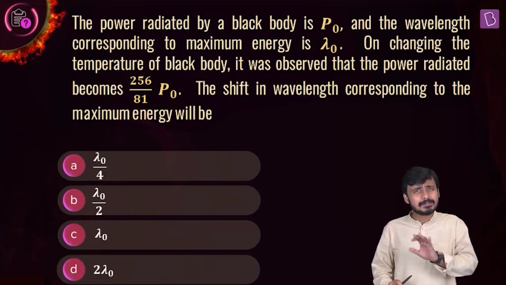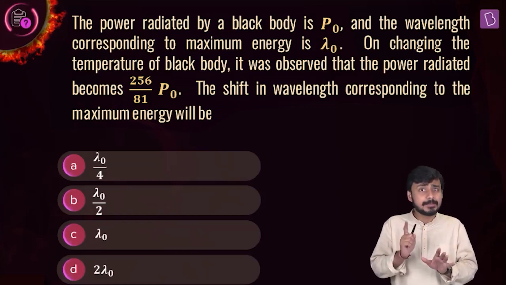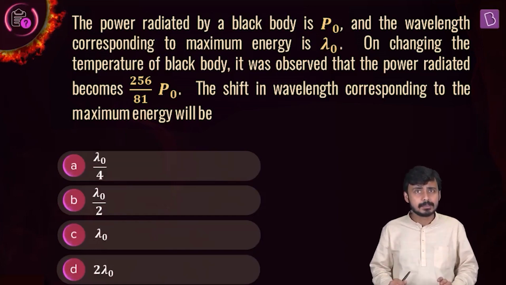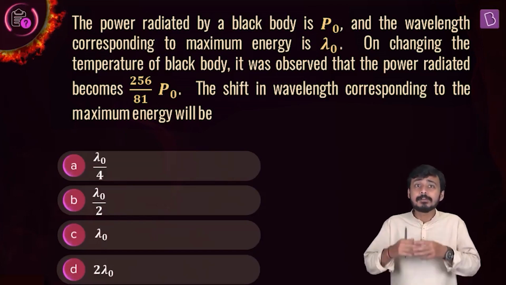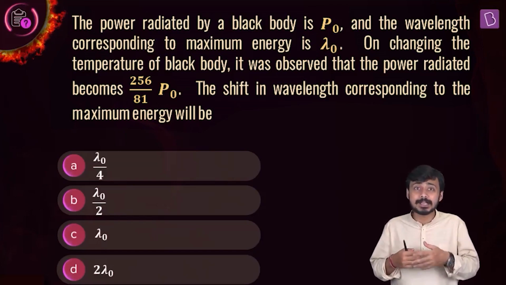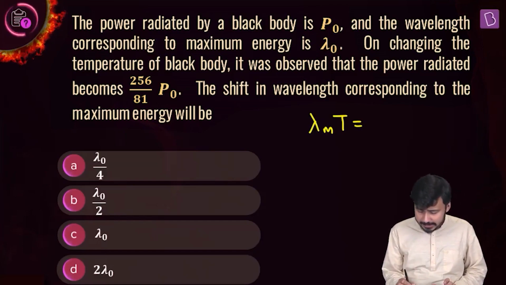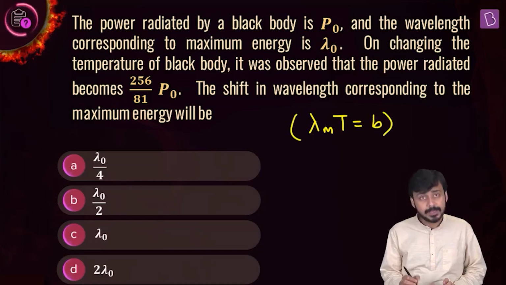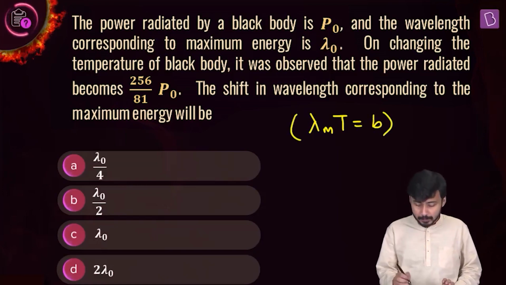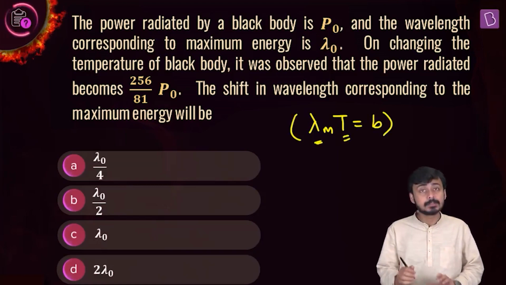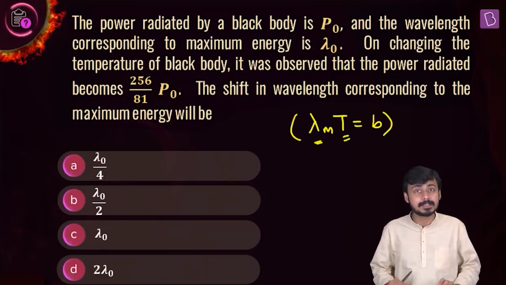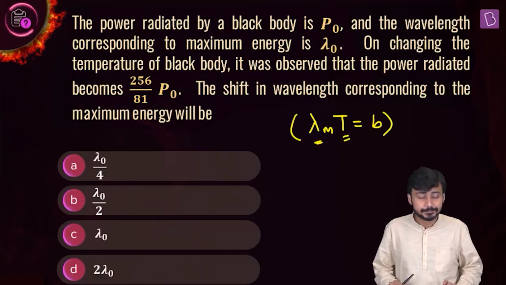Now, why will the wavelength shift? Because the temperature is being changed. Because as you change the temperature, the wavelength corresponding to the maximum energy gets shifted. Because I know that lambda m times T is equal to B. This is my Wien's displacement law. So if you change temperature, the wavelength corresponding to the maximum energy intensity will also change.